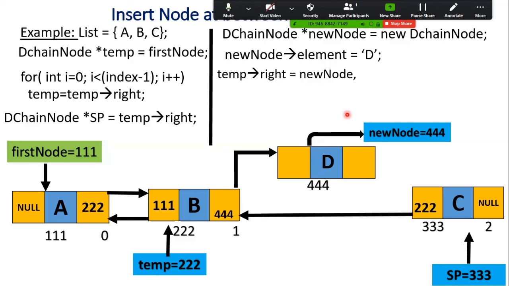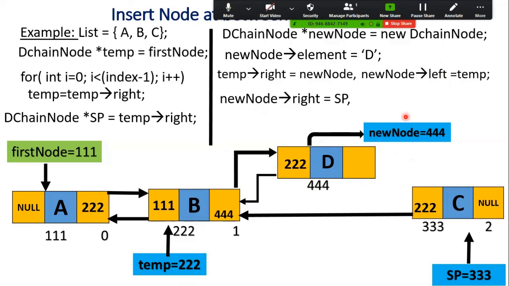Next, the reverse link. That is, new node of left should be equal to temp. New node of left is equal to temp. The reverse link is established between B and D. Now the connection between B and D is done. Next you have to do the connection between D and C.